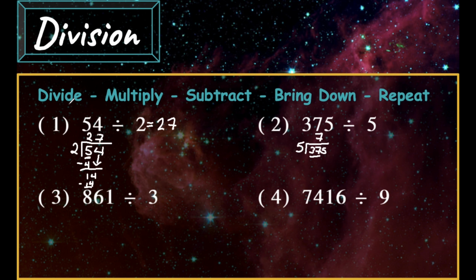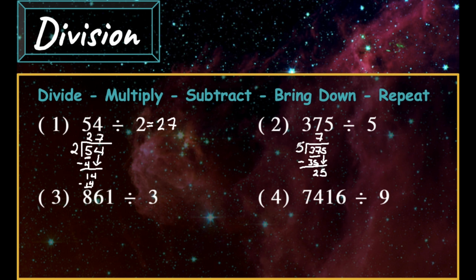That's the division portion. Next, we need to multiply. 5 times 7 is going to be 35. And we're going to subtract these two numbers. 37 minus 35 is going to be 2. Next, we need to bring down the following number. So we're going to bring down the 5. And now it's 25 divided by 5.